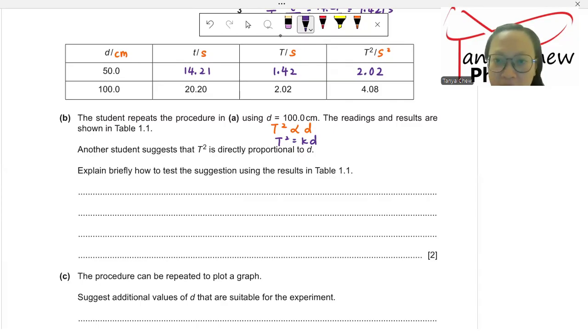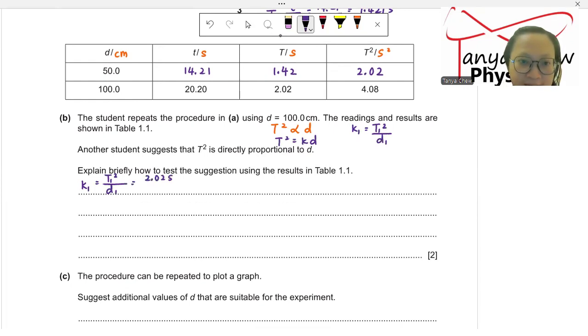That is why I find K1 is equal to T1 square over D1. K1 refers to 50 cm, the first K value. So I'm going to write it here. K1 is equal to T1 square, period 1 square over D1. Period 1 square is 2.02 second square divided by 50 cm. And here I got 0.0404 second square per cm.